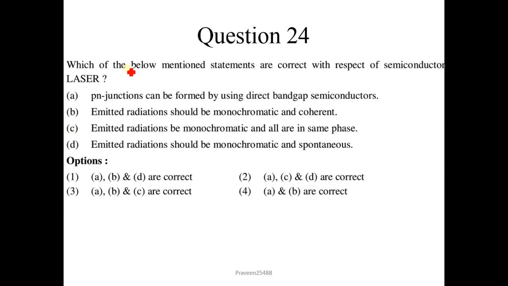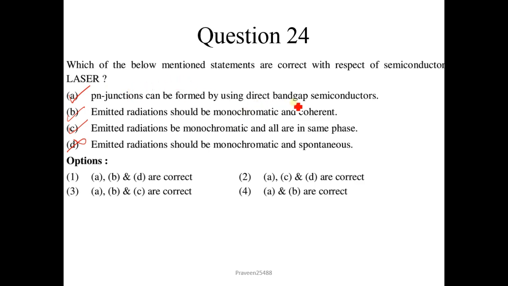Question number 24. Which of the below mentioned statements are correct with respect to semiconductor laser? PN junctions can be formed by using direct band gap semiconductors. So this is also correct. Emitted radiations should be monochromatic and coherent. This is also correct. Emitted radiations should be monochromatic and all in the same phase. This is also correct. Emitted radiations should be monochromatic and spontaneous. This is not correct, not spontaneous. As we know, the full form of laser is light amplification by stimulated emission of radiation.